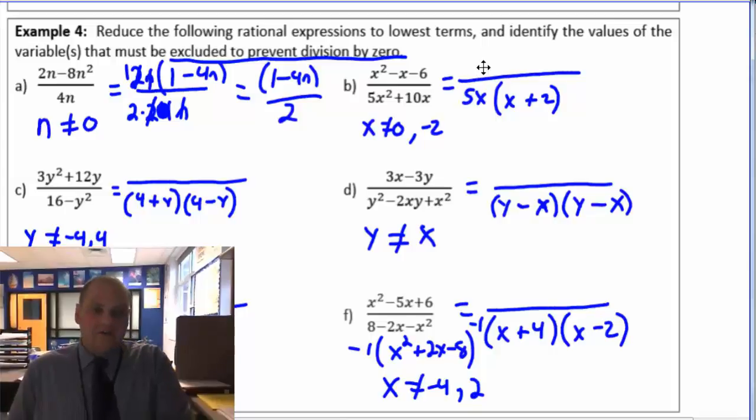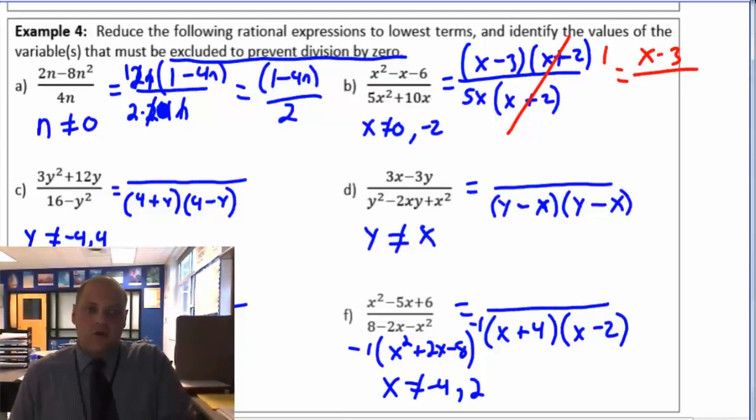Here I have x minus 3, x plus 2, and it looks like I have an x plus 2 over x plus 2, which is 1. So that comes out to be x minus 3 over 5x. And you can't go any further than that.